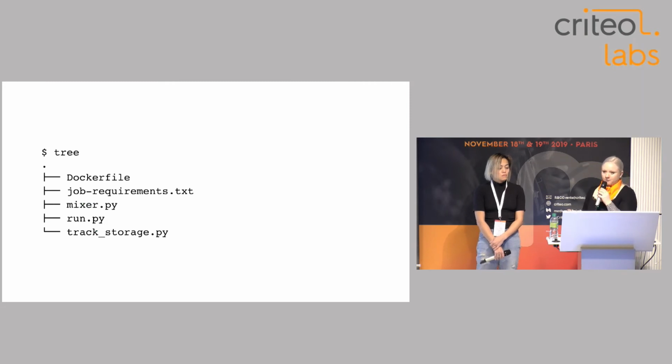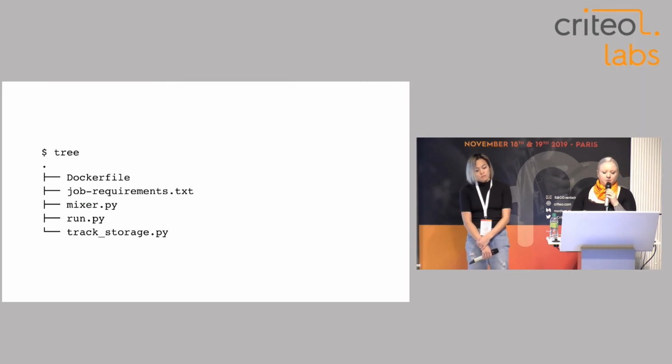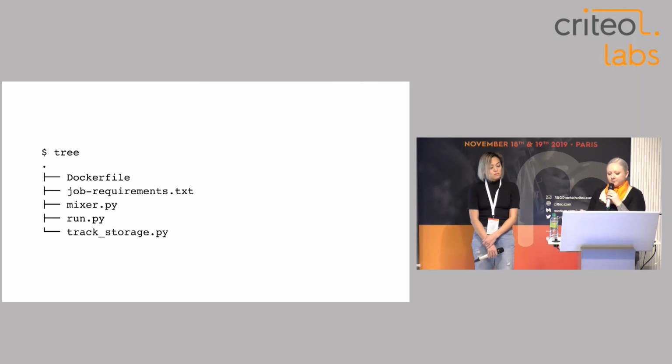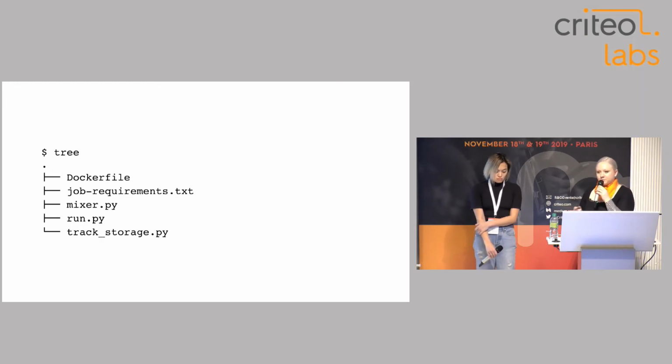So we might have the following files. We have a job requirements.txt to define the job's Python dependencies. One might also have a Dockerfile to have a repeatable and clean environment, or make use of Beam's portability framework.